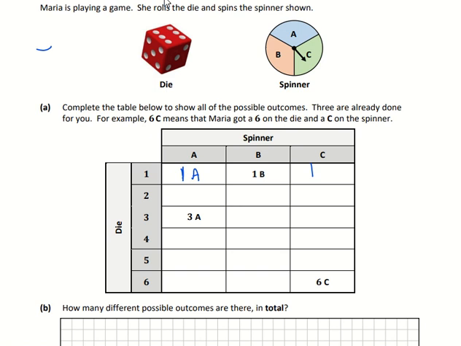Here, that would be a 1 on the dice and a C on the spinner, and then this is a 2 on the dice and an A on the spinner, and so on. So we just have to fill it out.